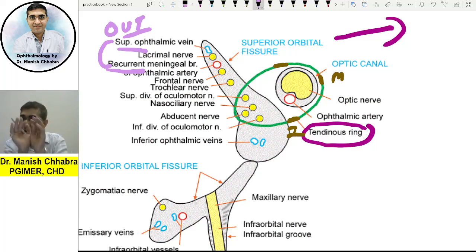Done? Alright, now coming on to the middle part of the superior orbital fissure. So one nerve which is entering is the nasociliary nerve. Another nerve which is entering is the abducens nerve, which supplies the lateral rectus muscle. And the third nerve is the oculomotor nerve, which is the third cranial nerve. Now I further divide the oculomotor nerve into two branches. One branch is your superior division, the second branch is your inferior division.